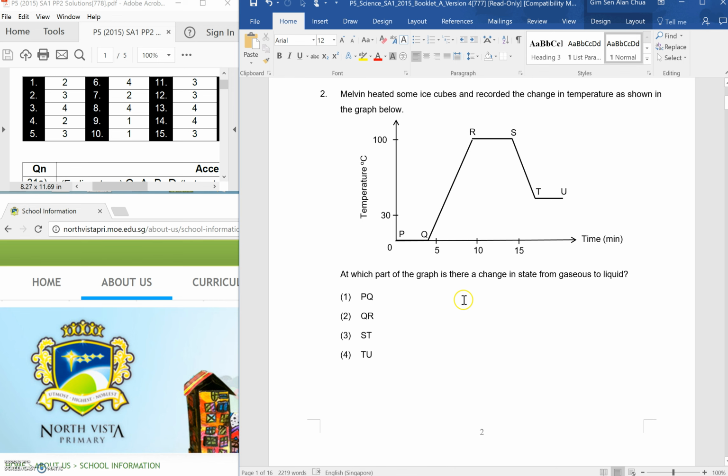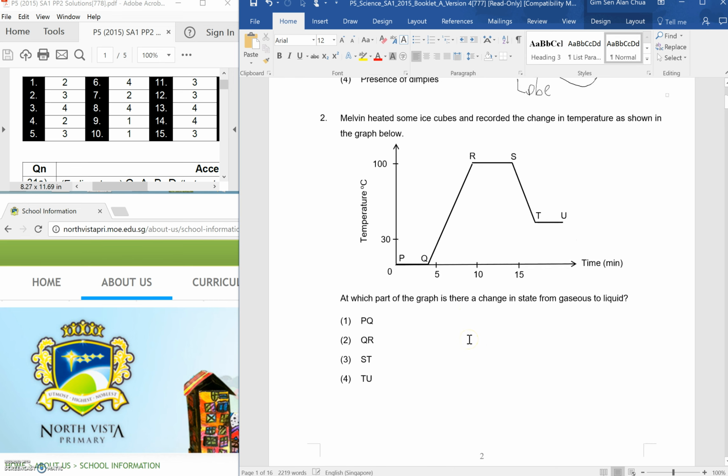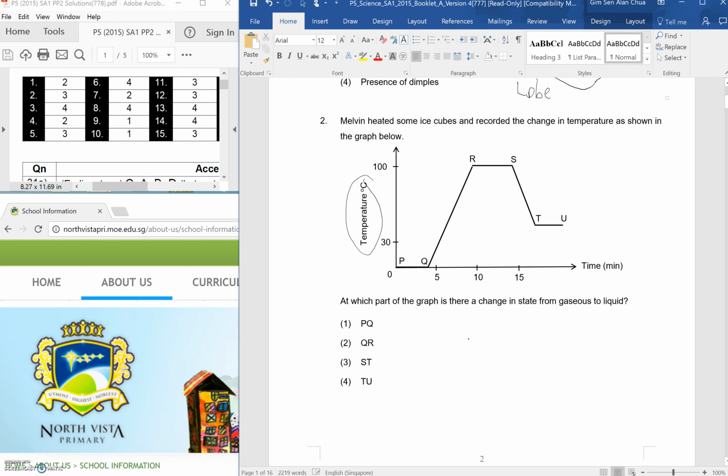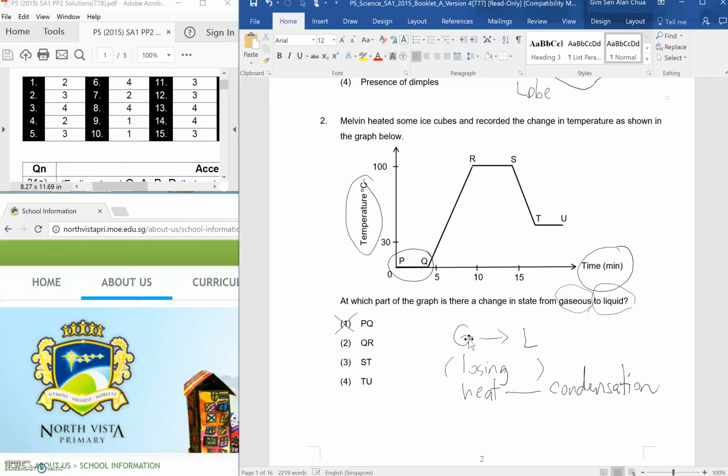Okay, question number 2. Now this is a typical graph that we have seen in class on temperature versus time. So which part shows a change in state from gaseous to liquid? So from gas to liquid, we know that this must be talking about losing heat. And in a way, we can talk about this as condensation. Right, condensation. And so, number 1, PQ. PQ is wrong because PQ is actually our melting. We have done this many times.